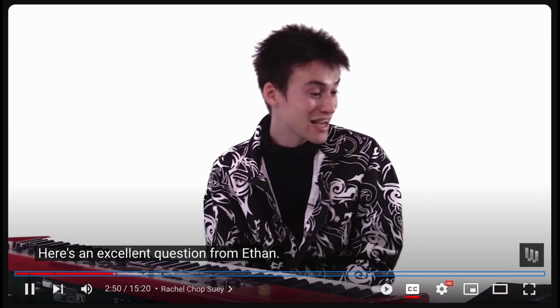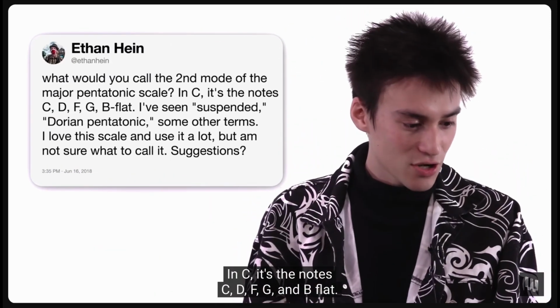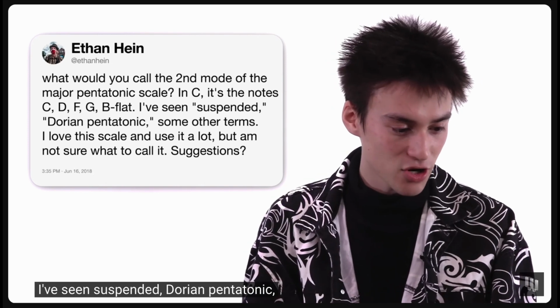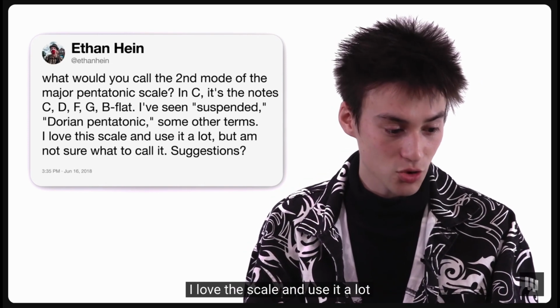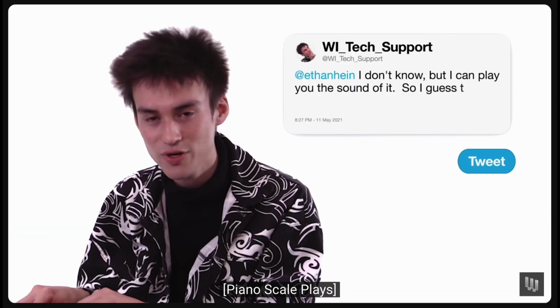Here's an excellent question from Ethan. Hi, Ethan, what's up? And the question reads as follows. What would you call the second mode of the major pentatonic scale? In C, it's the notes C, D, F, G, and B flat. I've seen suspended Dorian pentatonic and some other terms. I love the scale, I use it a lot, but I'm not sure what to call it. Suggestions? Well, this is the sound of it. So I guess that's what it's called, really.